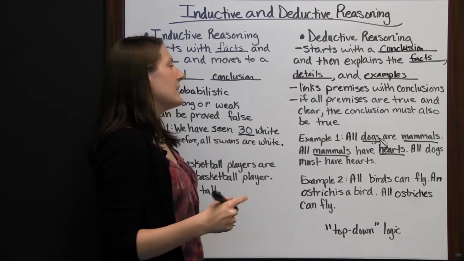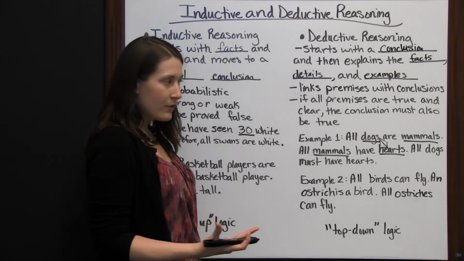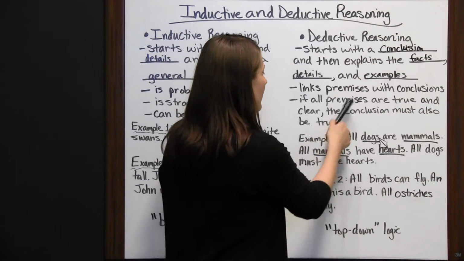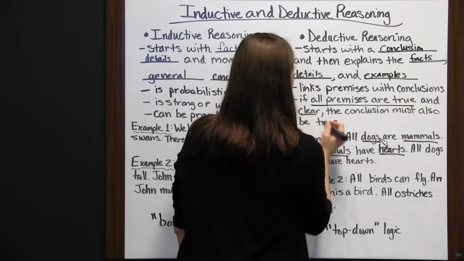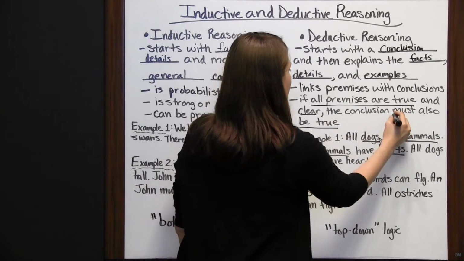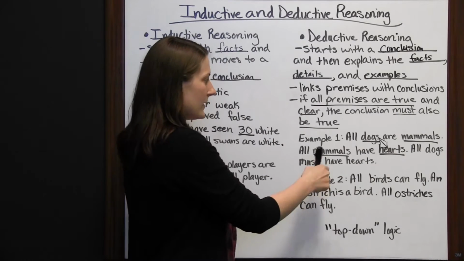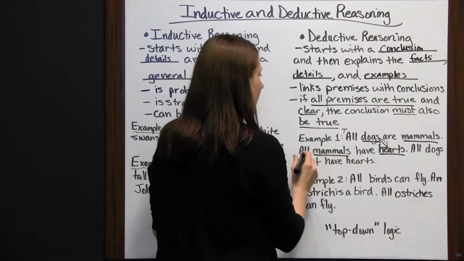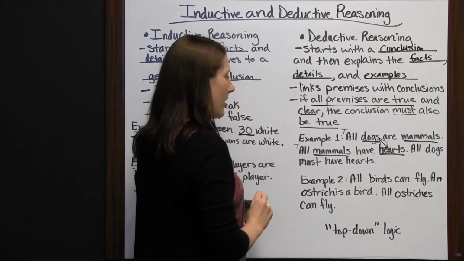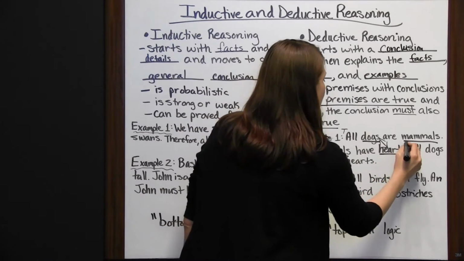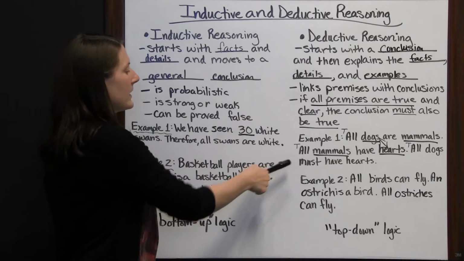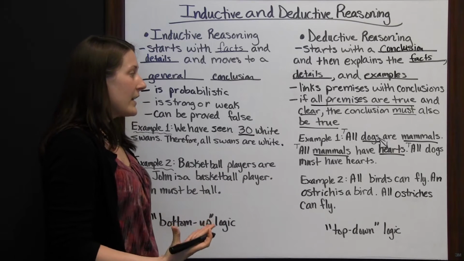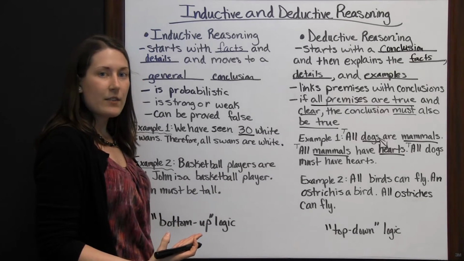This is a true conclusion, and that's because all the premises are true. So if all premises are true and clear, then the conclusion must also be true. So on this one, we have true, all dogs are mammals. True, all mammals have hearts. So it's true that all dogs must have hearts. And this one is a true conclusion based on deductive reasoning.